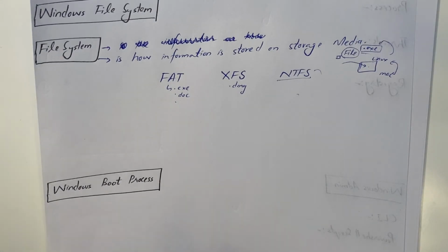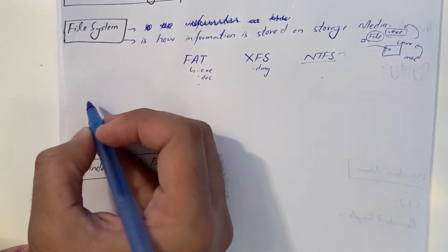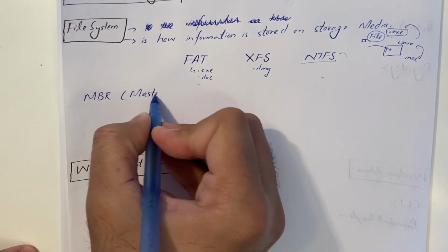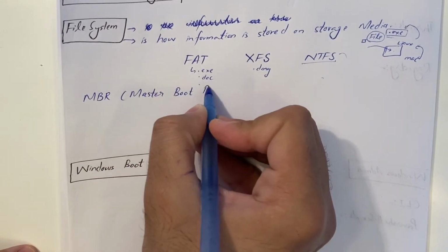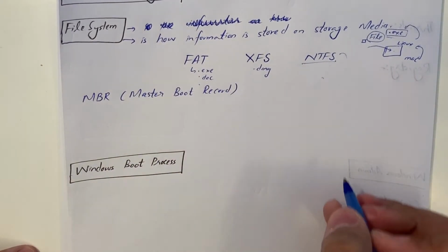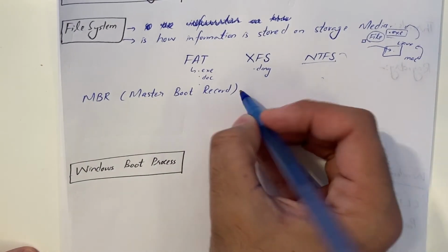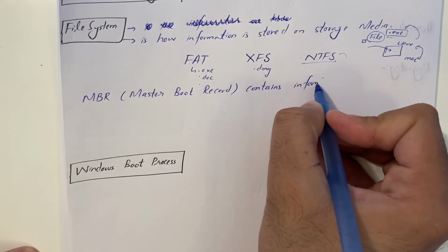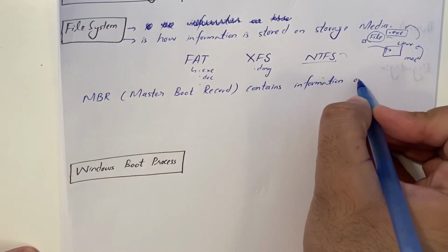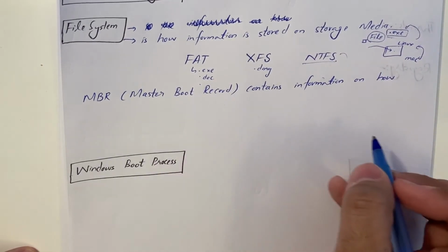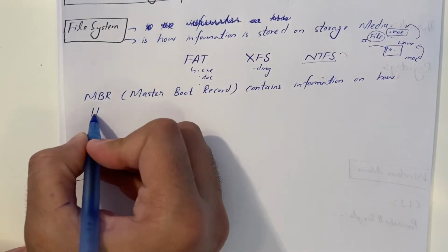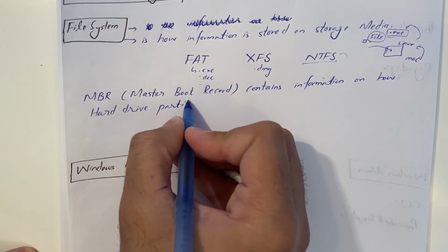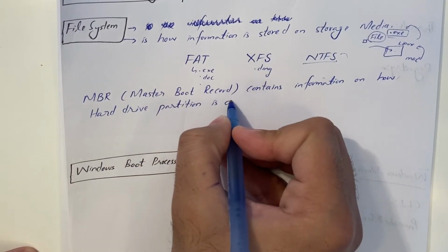It should have a file description. There is a very important thing with the filing system. It is called MBR. Very important thing. MBR stands for Master Boot Record. And what is the Master Boot Record? It basically contains information on how the hard drive partition is organized.